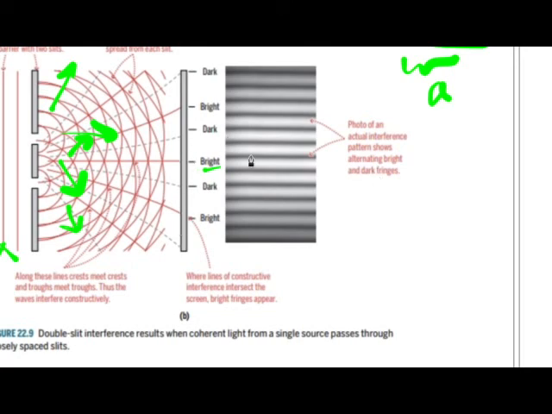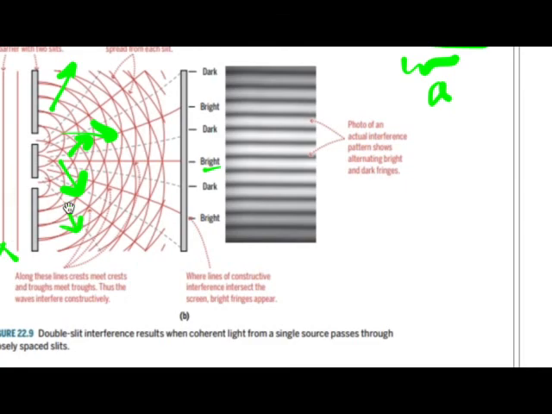Now you can derive the equation for the directions. The directions, let's say, with respect to the central axis. The central axis would be angle 0. That would be a bright fringe. But at some angle, there'll be a dark fringe. And at some additional angle, there'll be a bright fringe again. So you'll have alternating angles which correspond to bright and dark fringes.